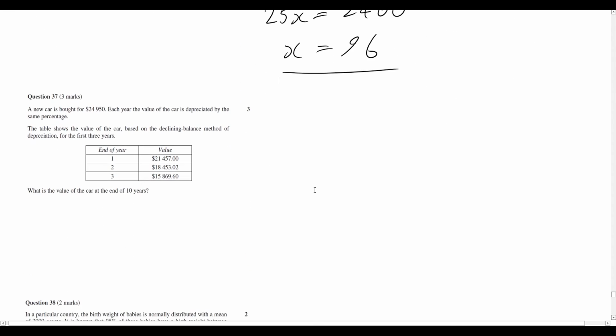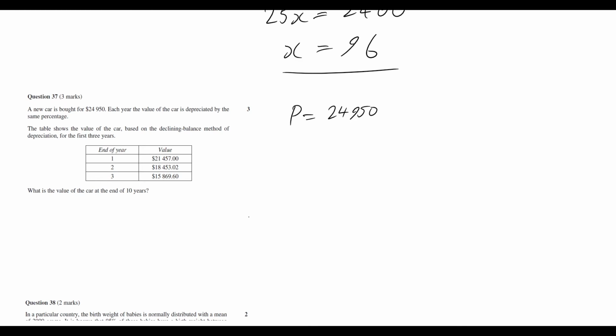Okay, question 37. So a new car is bought for $24,950. So before I even read the rest of the question, we know that P equals 24,950. So each year, the value of the car is depreciated by the same percentage. Okay, so the table shows the value of the car based on the declining balance method of depreciation for the first 3 years.